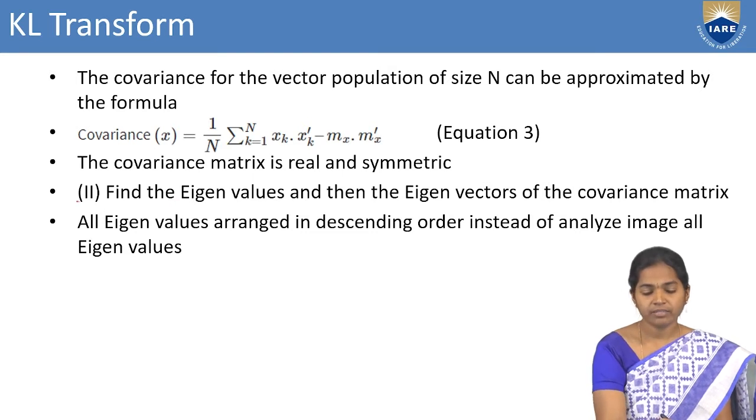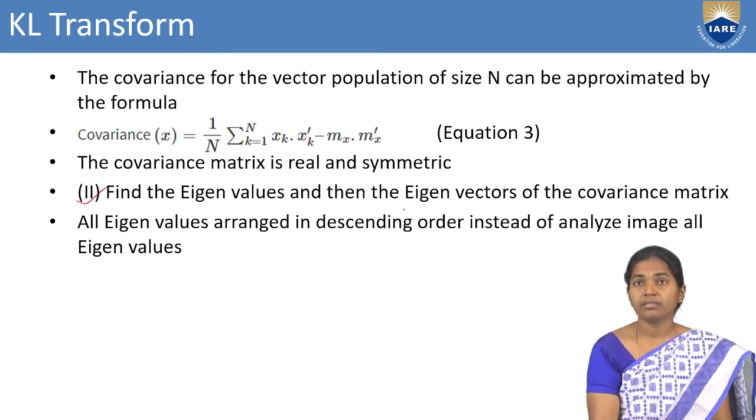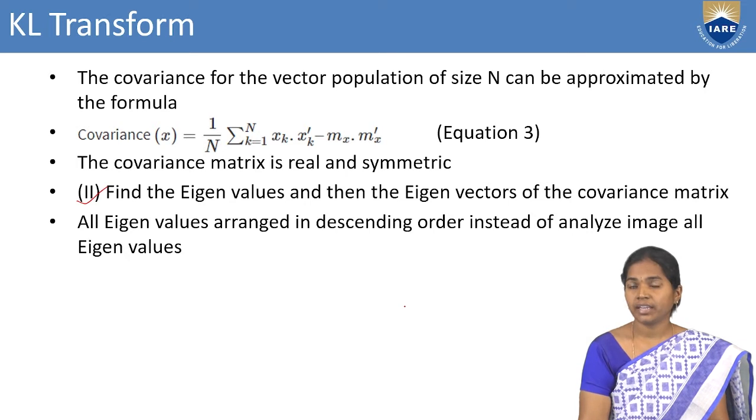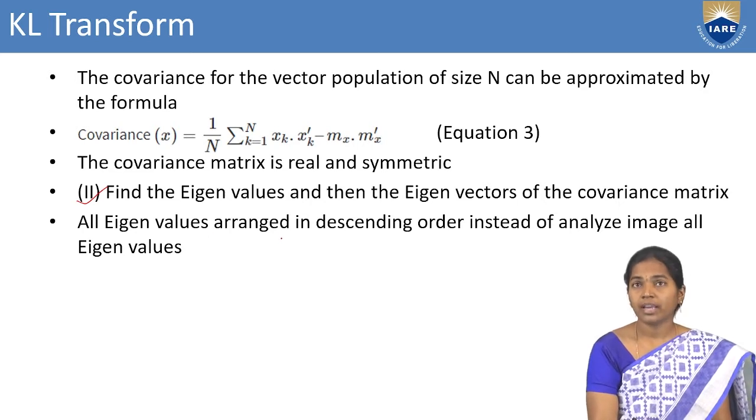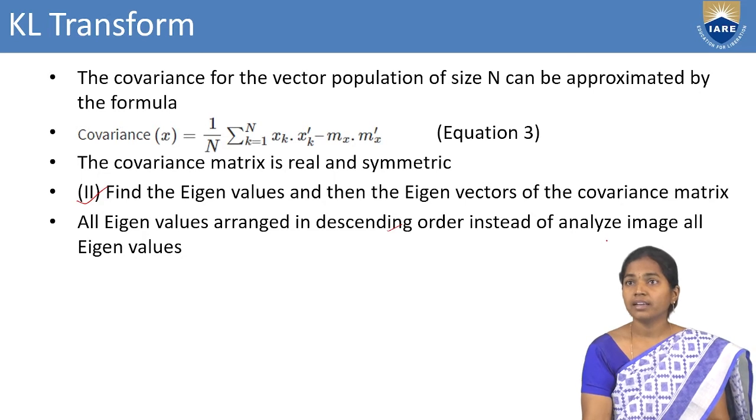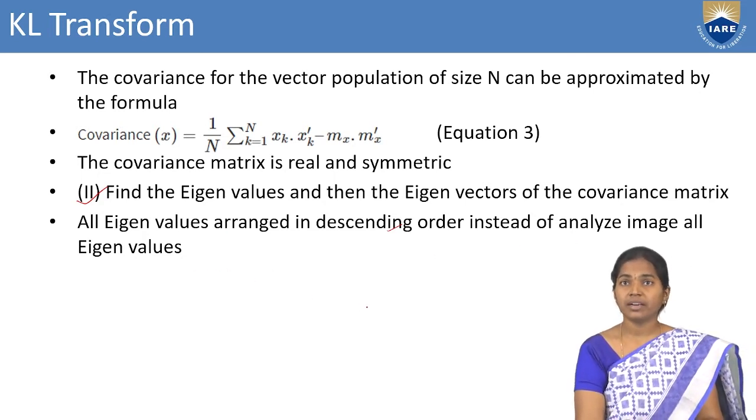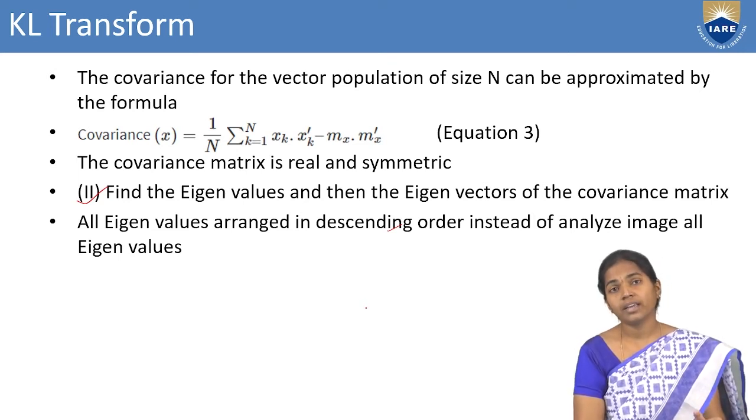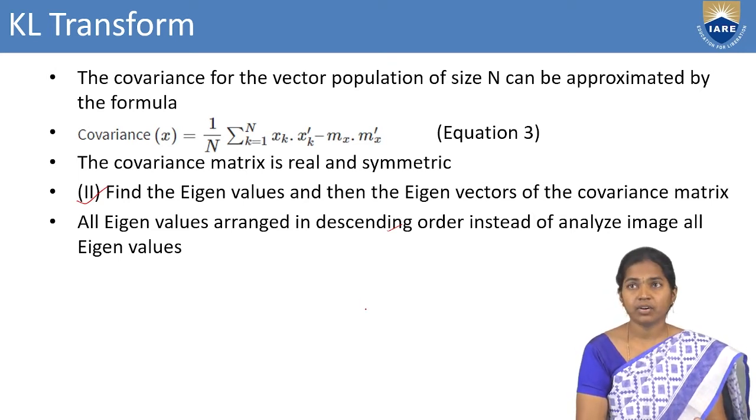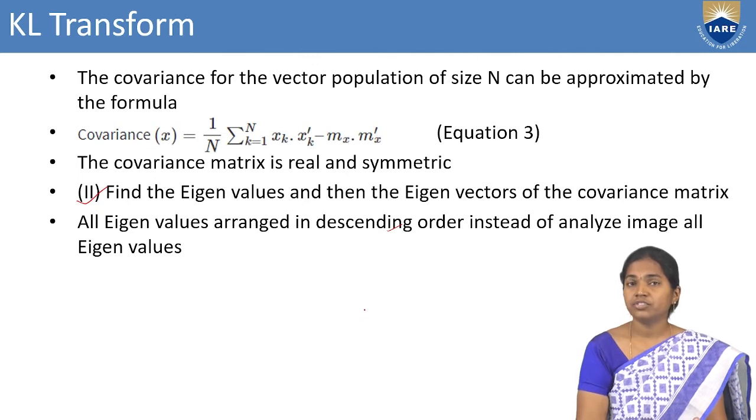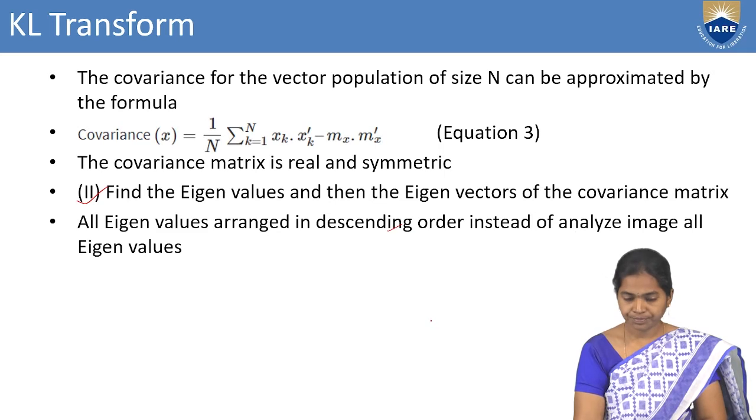In the second step, find the eigenvalues and then the eigenvectors of the covariance matrix. First find the matrix, and from that matrix all eigenvalues are arranged in descending order.